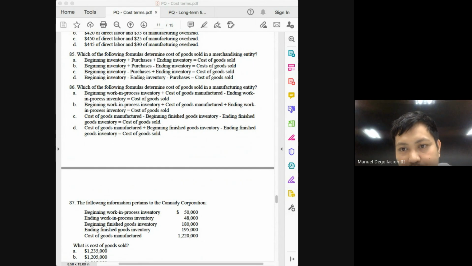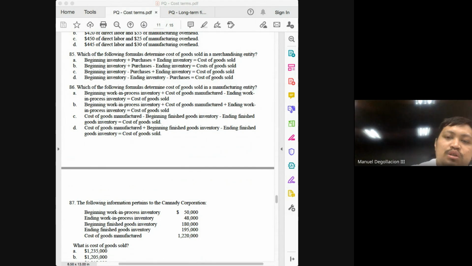A is wrong. Beginning work in process plus cost of goods manufactured plus ending. No, if you already have your cost of goods manufactured, do not include your beginning work in process. If you add ending work in process, that will just be your total manufacturing cost. Still wrong. Cost of goods manufactured minus beginning finished goods. No, that should not be minus. Letter D, cost of goods manufactured plus beginning finished goods inventory, yes. Minus ending finished goods is equal to your cost of goods sold. The answer in number 86 is delta.